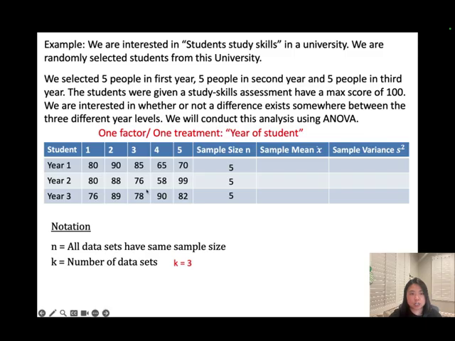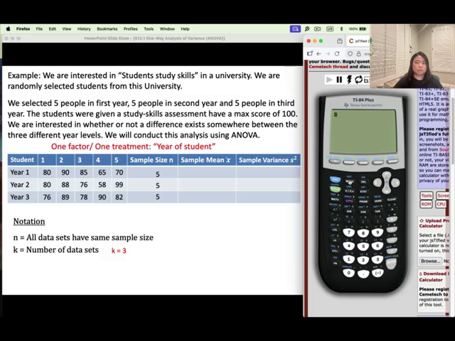Now, I want you to try to plug in the year 1, population 1 data into your L1, and find out the sample mean and the sample variance. Let's input the year 1 data into my L1. Go to STAT, go to number 1, Edit. So 80, 90, 85, 65, 70. You could also input the data for year 2, and then year 3.